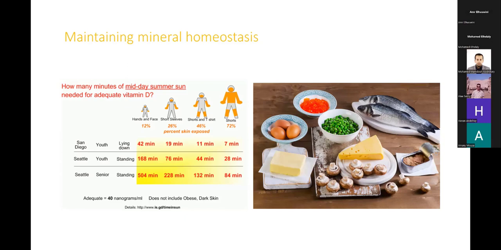The time of exposure needed to get your required amount of vitamin D depends on the part exposed, and also on the season and the region. And this is the average for a sunny region. When the patient uncovers about 25% of the body, the head and the arms, just 20 minutes is enough to get the required vitamin D.